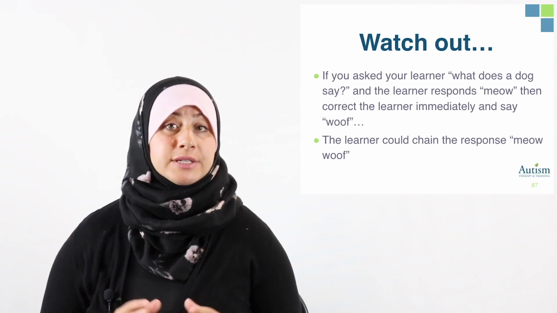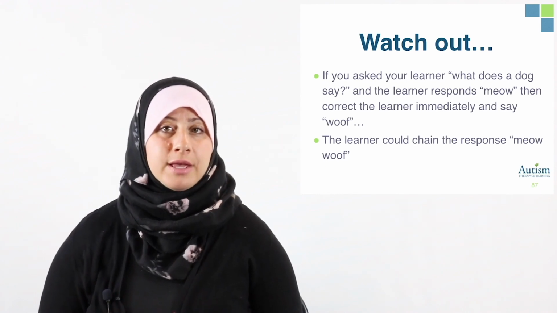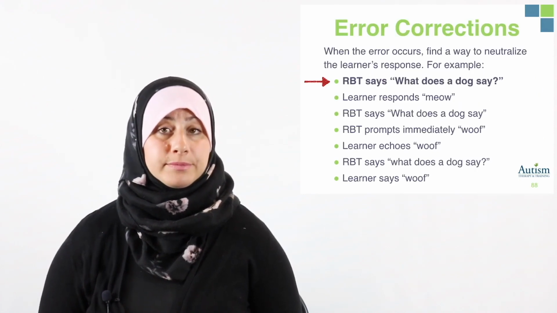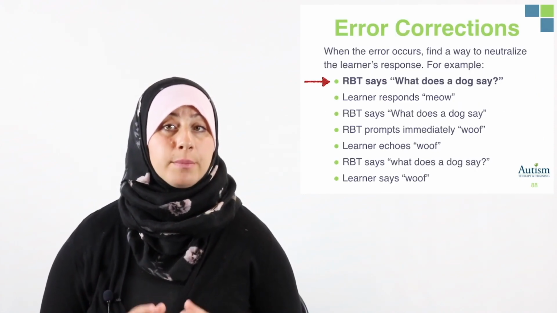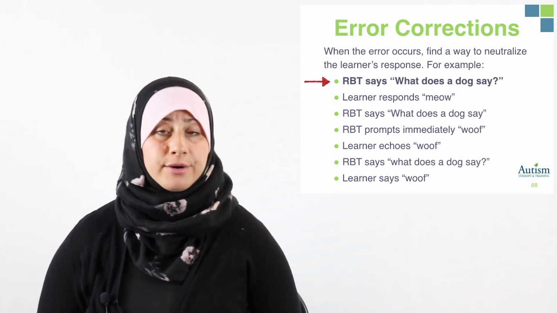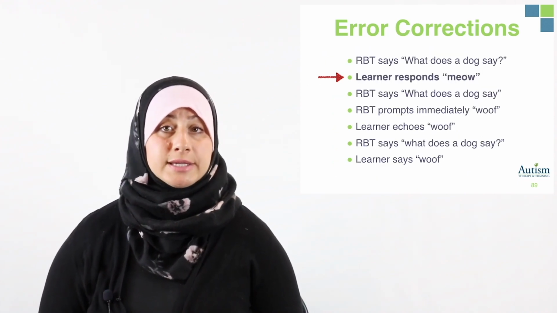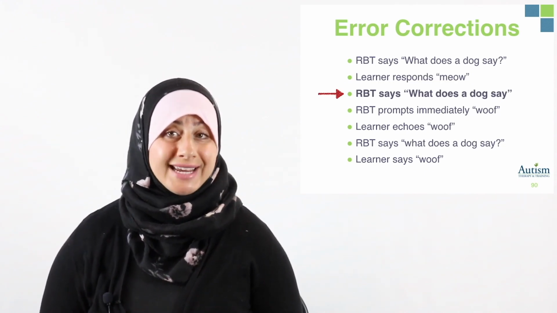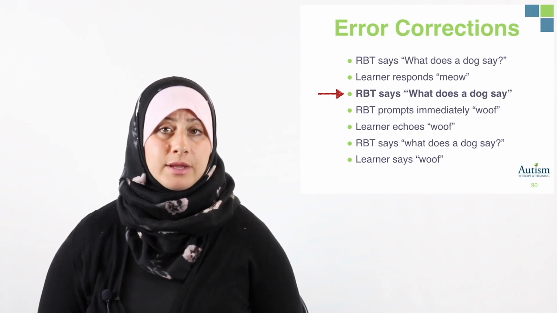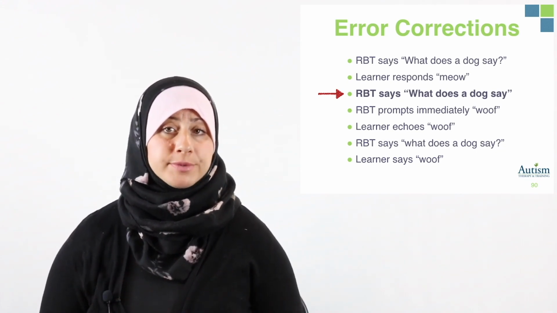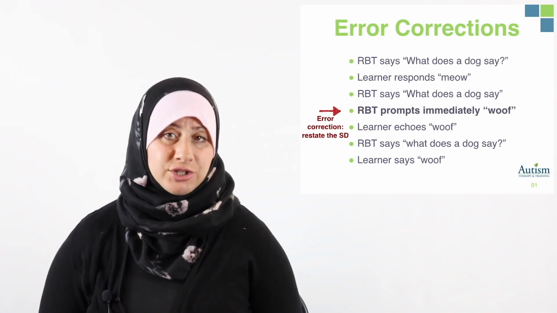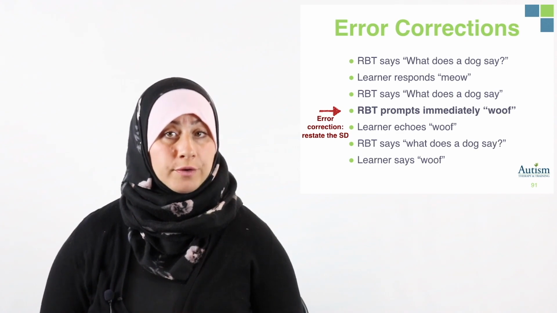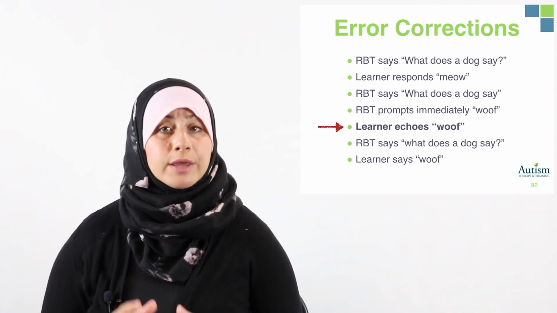Here's an example of a clean trial that you can practice. The RBT says, "What does a dog say?" The learner responds, "Meow." This is an error. The RBT says, "What does a dog say?" This is your error correction, restating the SD. The RBT immediately prompts, "Woof." Use errorless teaching here. The learner echoes, "Woof." This is the echoic following the prompted trial.